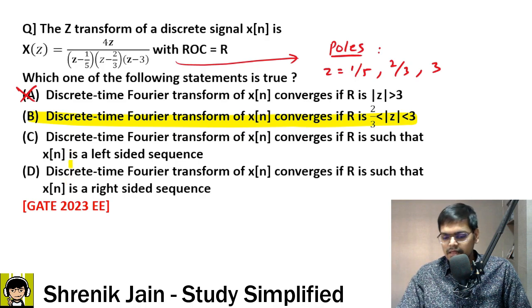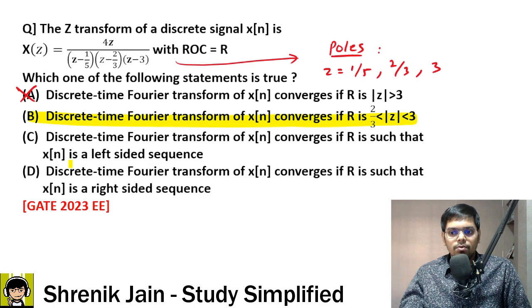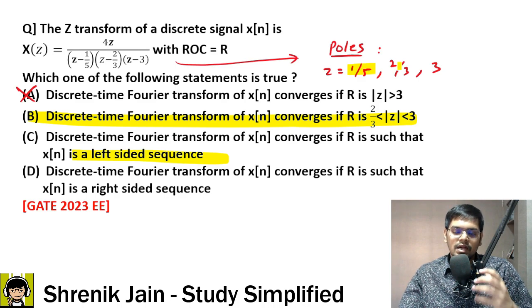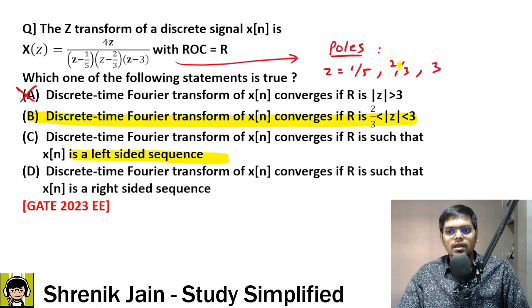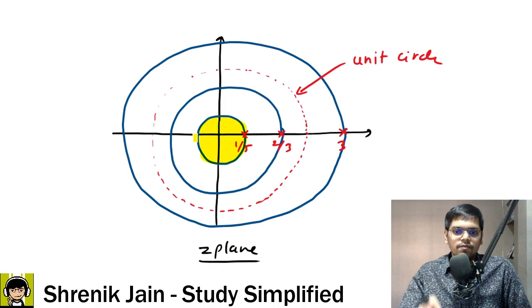Sir, why are C and D wrong? Please also tell us that. It is wrong because when you say left-sided sequence, take this pole and take the left-sided version, so |z| less than 1/5. If I take that, |z| less than 1/5, will it include the unit circle? It is not including the unit circle. Therefore, this region is not a region of convergence.